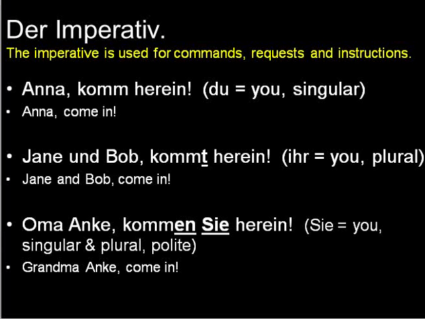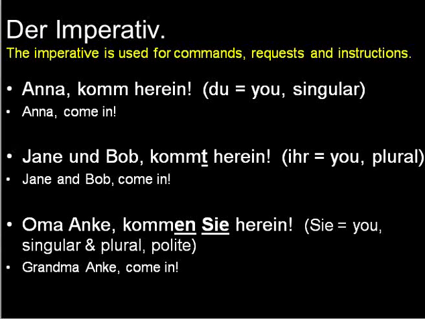The next example in English is Jane and Bob, come in, which auf Deutsch ist Jane und Bob, kommt herein. So that's using the ihr form, you plural. And the last example is Oma, Anke, kommen Sie herein. So that's using the Sie polite form. The Sie form is either you singular or plural polite.